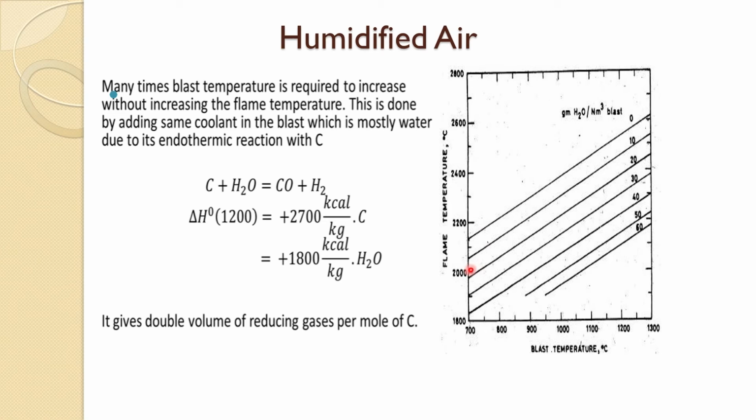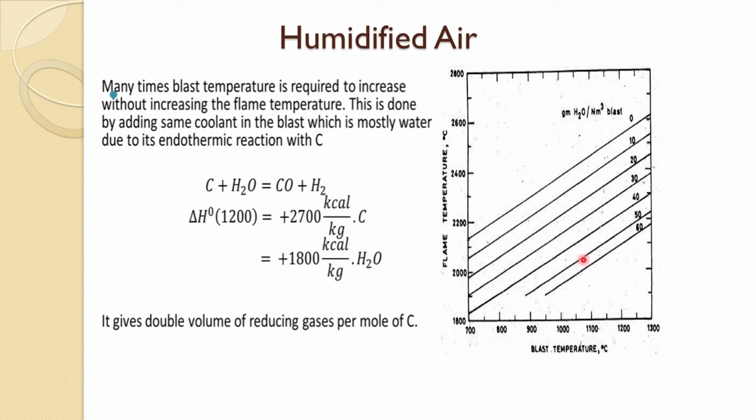If you want to maintain a 2000 degree flame temperature, either you can put 20% water at this preheating, or you can preheat the blast temperature up to 800 and 30%.